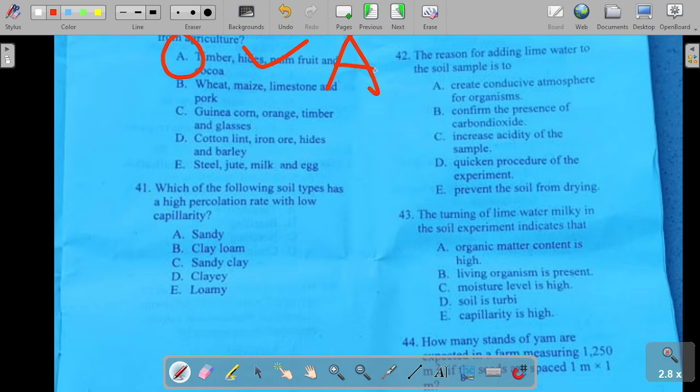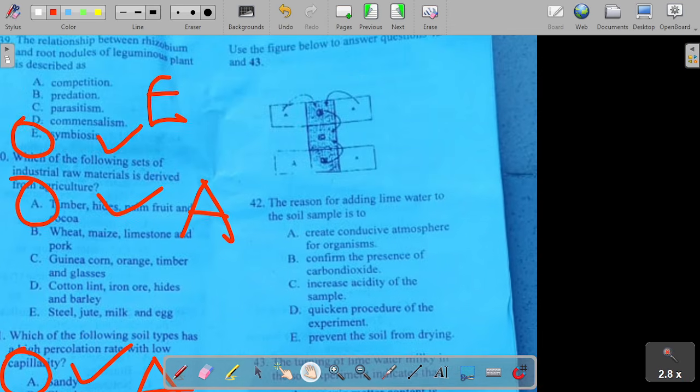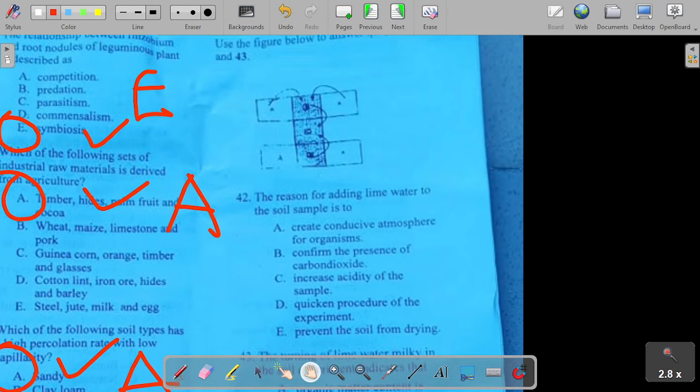41. Which of the following soil types has the highest percolation rate with low capillarity? With low capillarity, tendency of liquid to rise or fall, is sandy. Sandy has a low capillarity. When you pour water in sandy soil, it absorbs it all together.